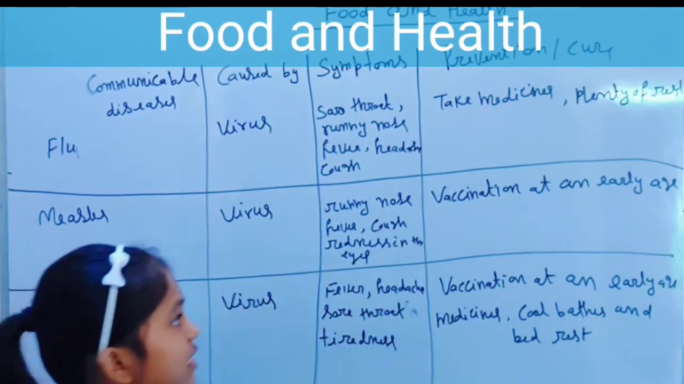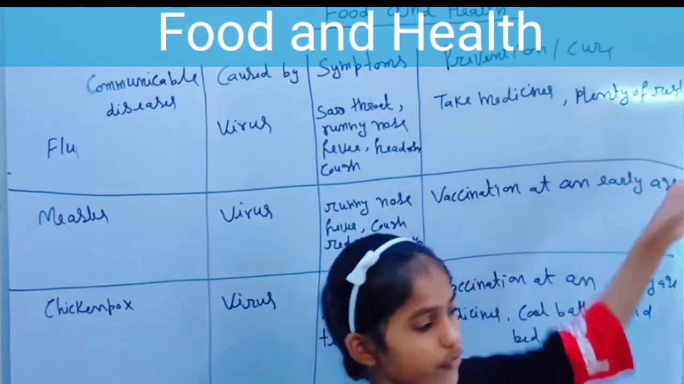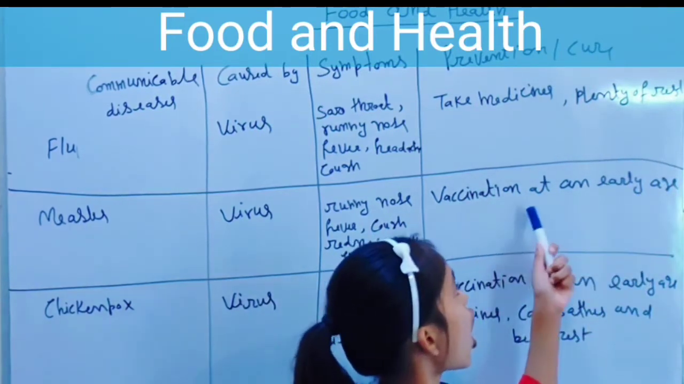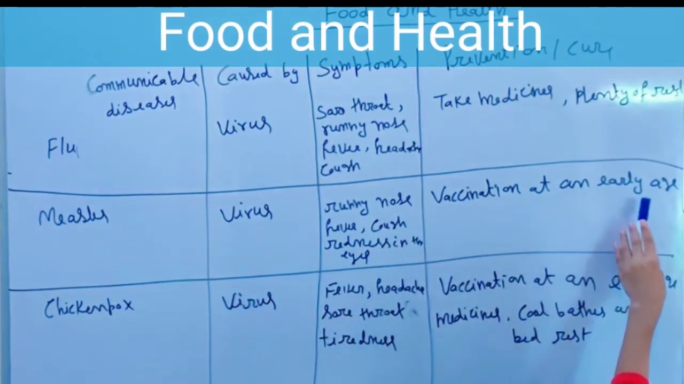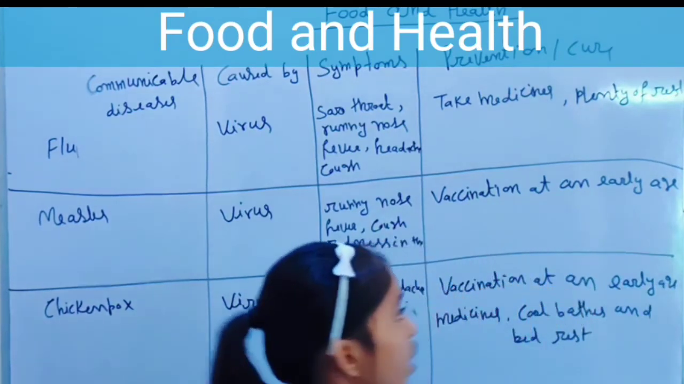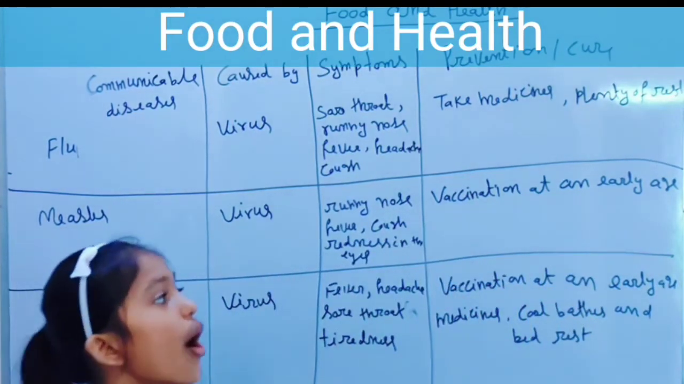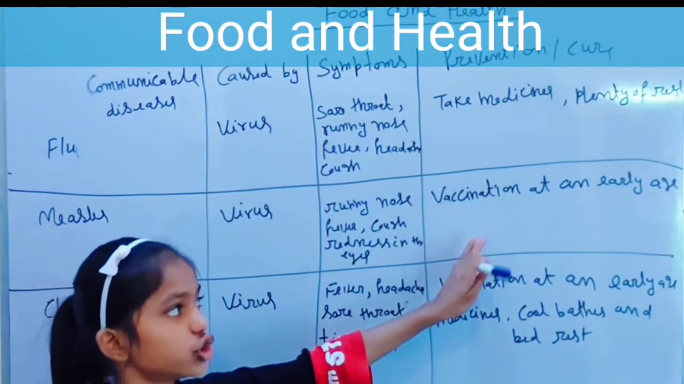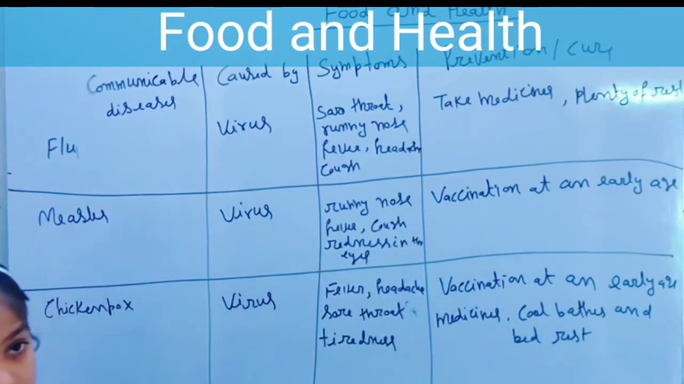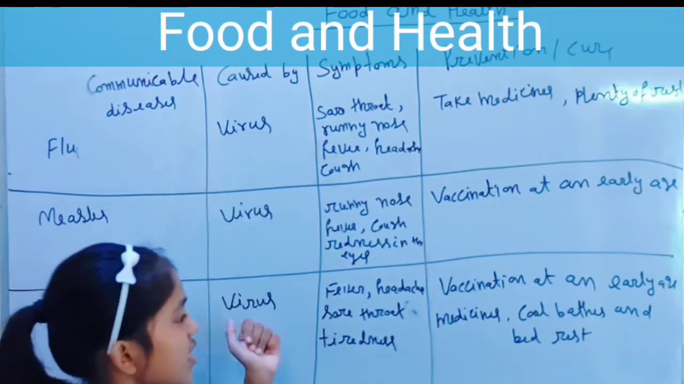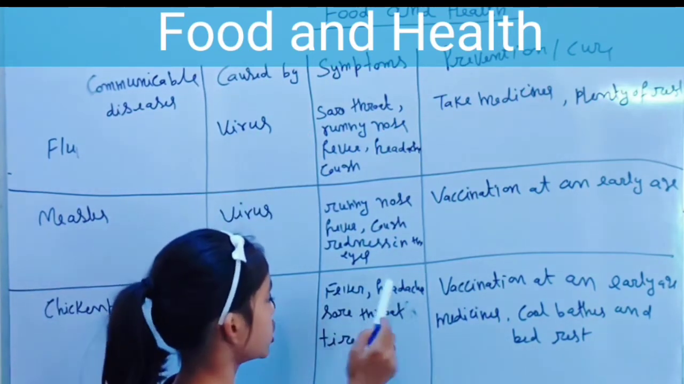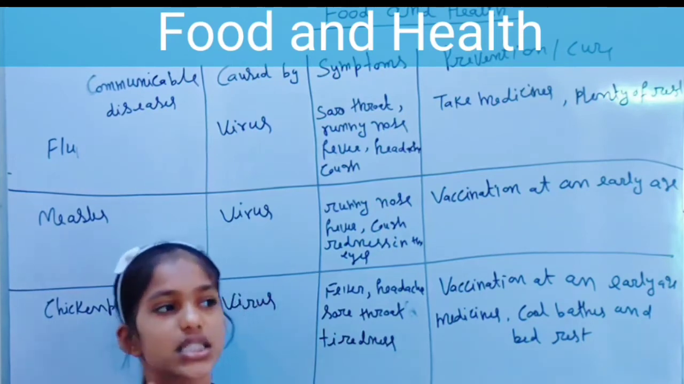The prevention of this is vaccination at an early age, meaning you should get vaccinated, as I have told you about vaccination, at an early age only. Now chicken pox. I think you have heard the name of chicken pox. That is also caused by a virus, and the symptoms are fever, headache, and throat dryness.